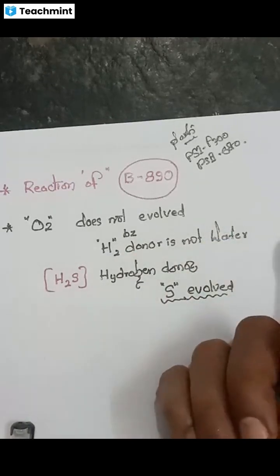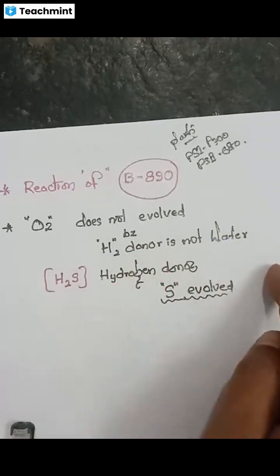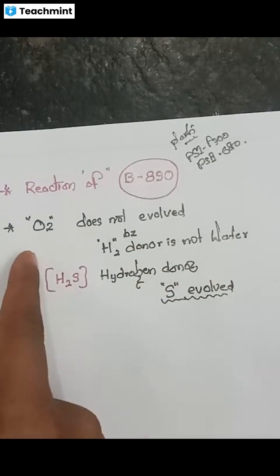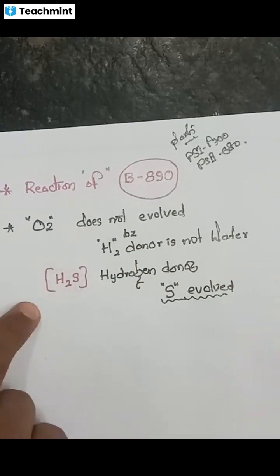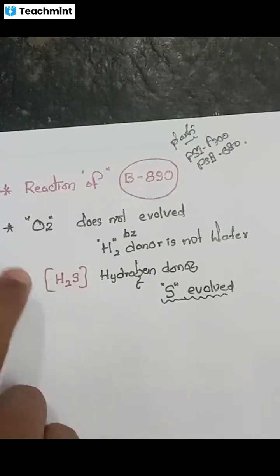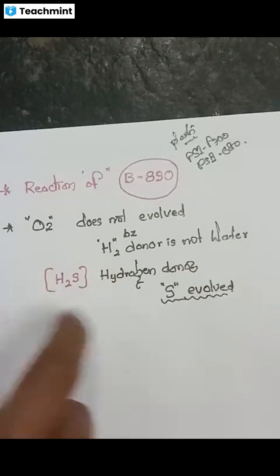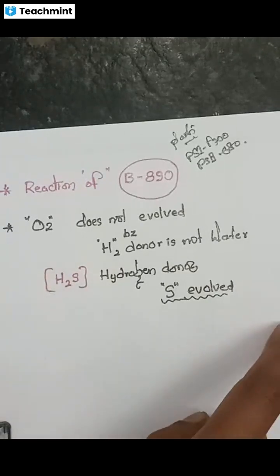In normal plants, the hydrogen donor is water, so oxygen is evolved. But in bacteria, the hydrogen donor is not water. It is hydrogen sulfide. So oxygen is not evolved. Sulfur is generated. So clear.